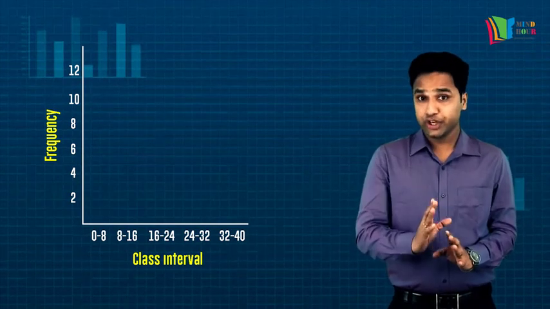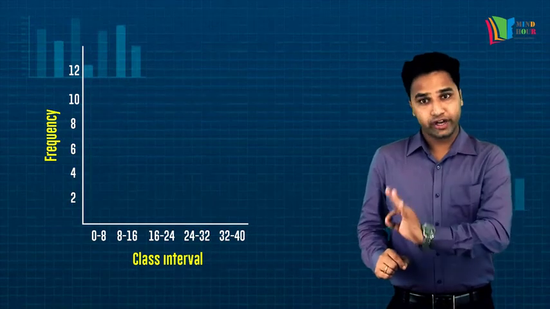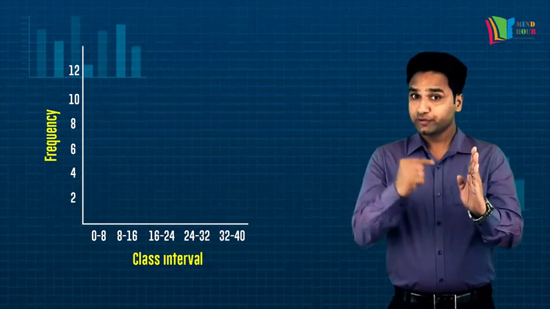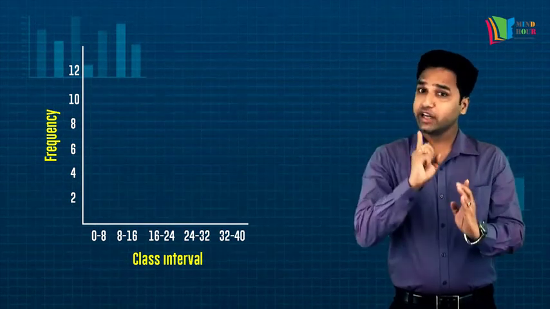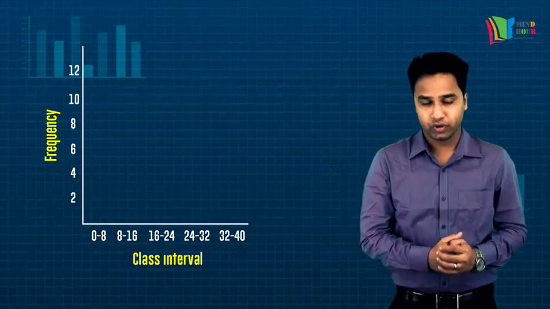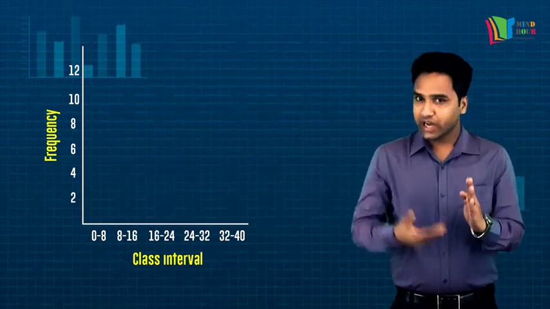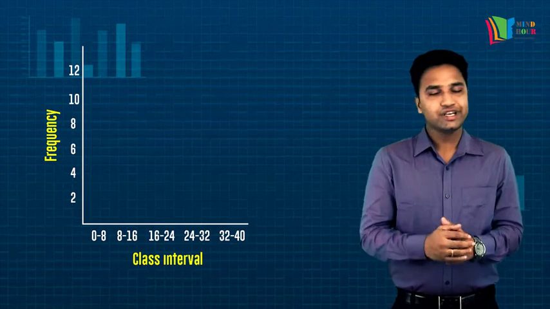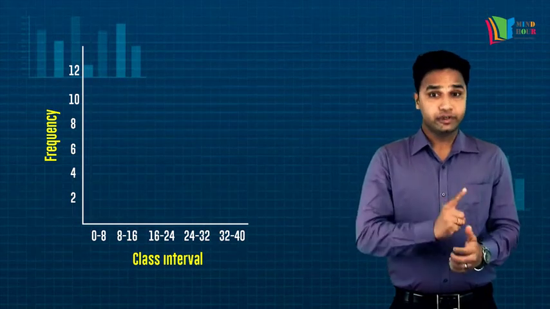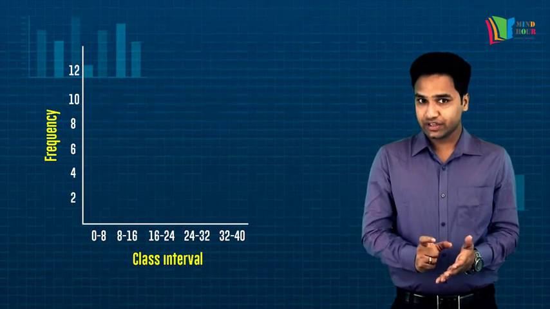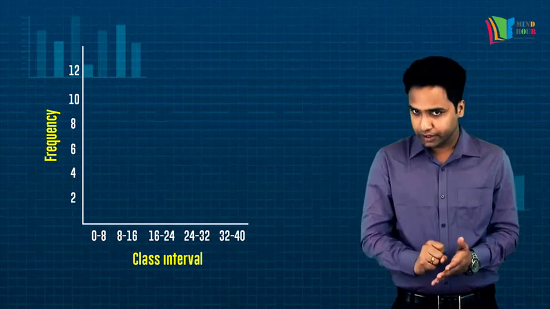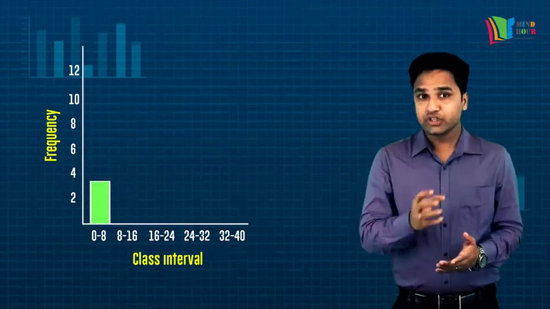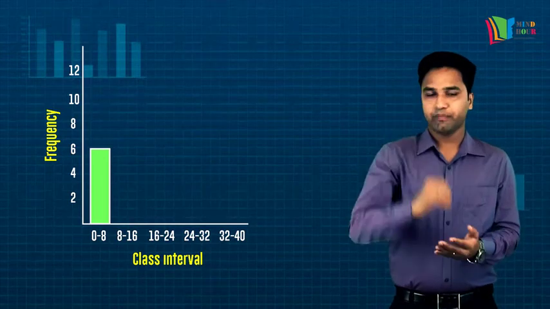Thus, starting at 0, we mark 8, 16, 24, 32 and 40 at equal distances on the x-axis and 2, 4, 6, 8, 10 and 12 at equal distances on the y-axis. We label the x-axis as class intervals and the y-axis as frequency. Now let's proceed to draw the histogram. Starting with the first interval 0 to 8 on the x-axis, we mark the frequency of the interval, that is 6 on the y-axis, and draw the rectangle with base 0 to 8 and height 6.